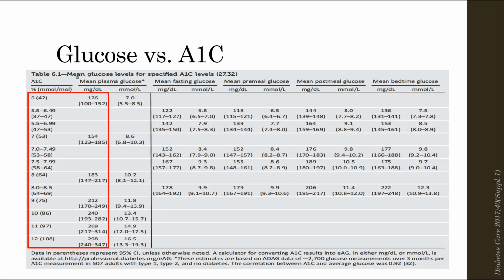So if I have a patient who comes in and their A1C is 10, you can see there that they're probably averaging somewhere around 240 milligrams per deciliter as their mean plasma glucose. And as the chart goes on, it breaks it down into fasting, pre-meal, post-meal, and bedtime glucose levels. So that's something you can look at if you're wanting to be very specific about a certain patient. But in general, those first two columns tell you just overall what their blood sugars have been running.